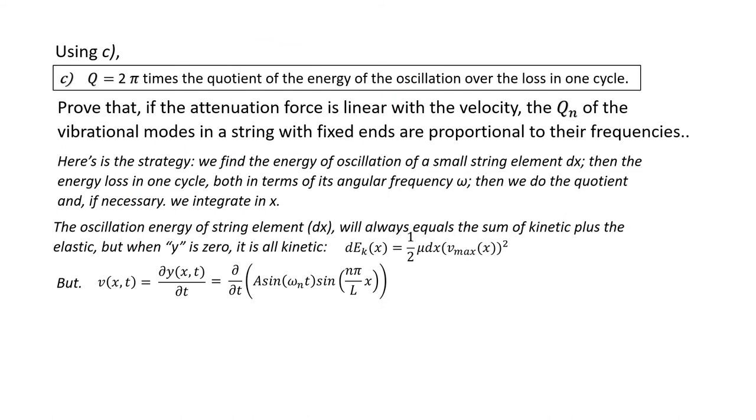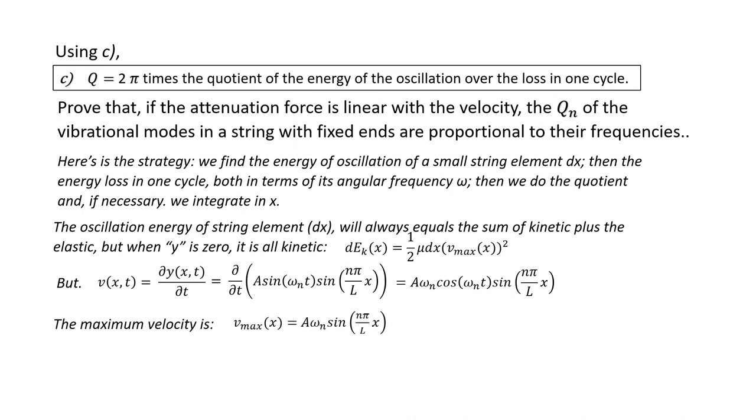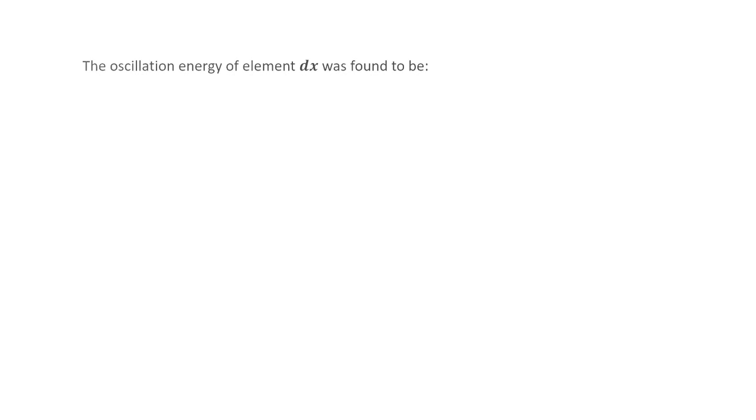Doing the time derivative, we get the expression for the velocity in x and t. But the maximum value happens when the cosine is plus or minus 1, leaving B max as a function of x only. Now we replace B max in the expression for the kinetic energy of the element dx, and we get, good, the oscillation energy of element dx was found to be this.